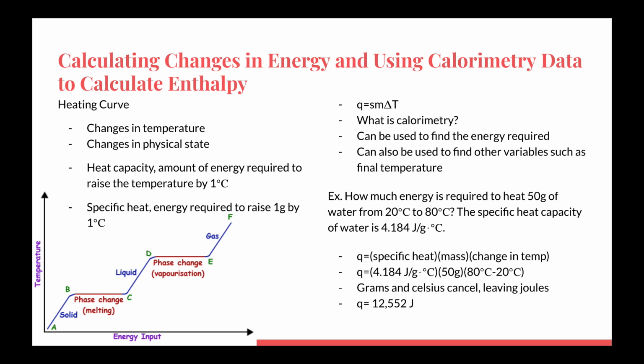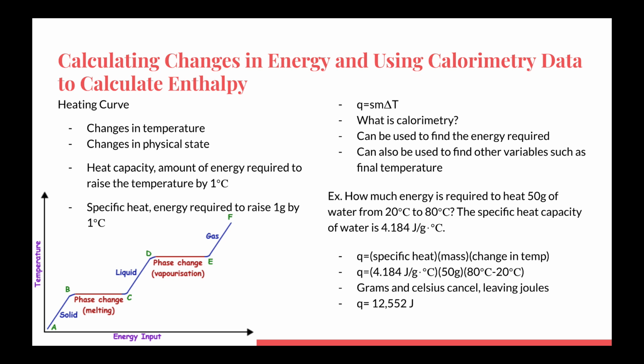However, the formula above can also be used to find other variables, such as if you already had the energy inputted but needed to find the final temperature of a substance. For example, it asks how much energy is required to heat 50 grams of water from 20 degrees Celsius to 80 degrees Celsius. The specific heat capacity of water is 4.184 joules per gram Celsius.